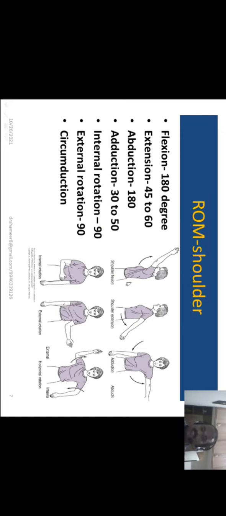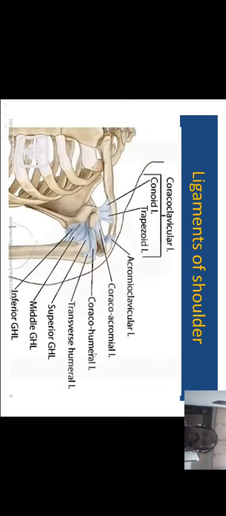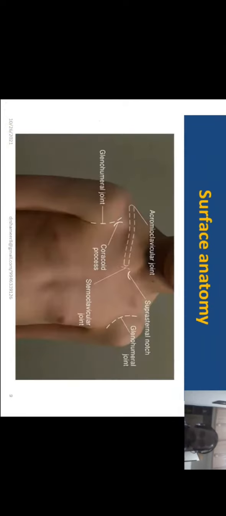So it is the flexion, and I think you have to know it. So it is the shoulder flexion, shoulder extension, abduction, internal rotation and external rotation. And another movement is the circumduction. So it is very important. And these are the important ligaments of the shoulder, and this is the surface anatomy.